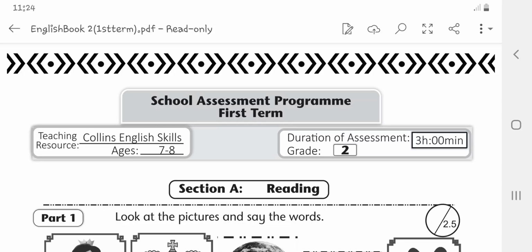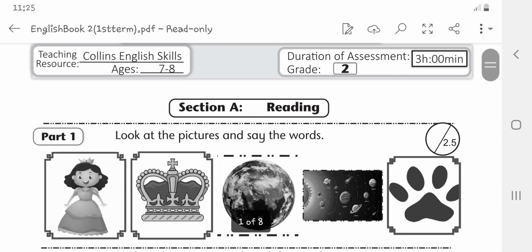This is a first term English exam paper for grade 2, and the book that we are using is Collins English Skill. Before this video, I previously uploaded the first term English exam for grade 1 using the same product. So if you have missed that video, go and watch that first. For grade 2 also, the duration is 3 hours and total marks are 100.